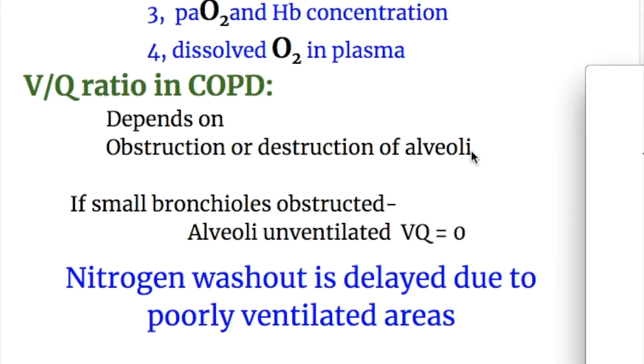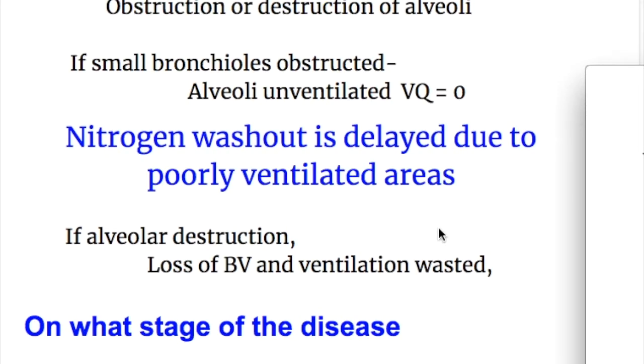So, VQ ratio in COPD. The VQ ratio in COPD depends on obstruction or destruction of the alveoli, which occurs in emphysema. If small bronchioles are obstructed, alveoli are unventilated, so VQ becomes 0. And when VQ becomes 0, nitrogen washout is delayed due to poorly ventilated areas. If alveolar destruction occurs as in emphysema, there is loss of blood vessels and ventilation both.